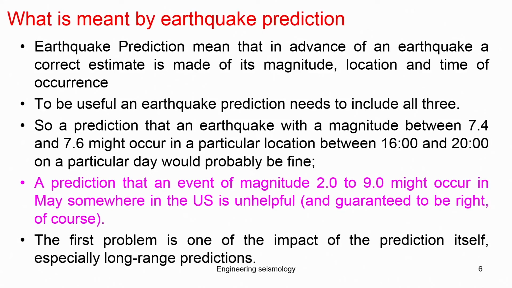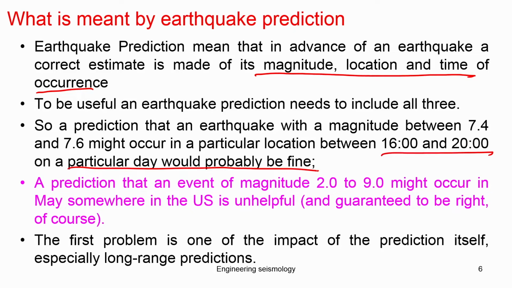So earthquake prediction means that, in advance, a correct estimate is made of the earthquake's magnitude, location and time. This is what we keep on telling. To be useful, an earthquake prediction needs to include all three. So a prediction that an earthquake with a magnitude between 7 and 7.6 might occur at a particular location, on a particular day, would be probably fine. This is what you should report as a prediction.